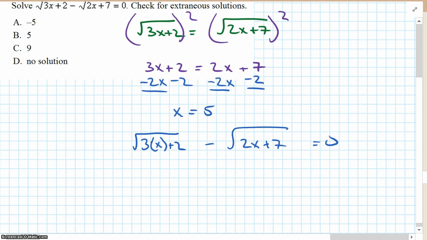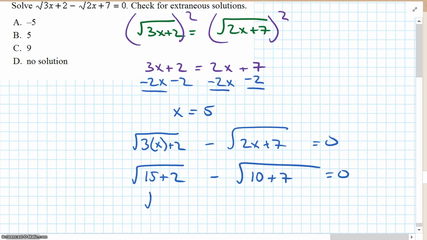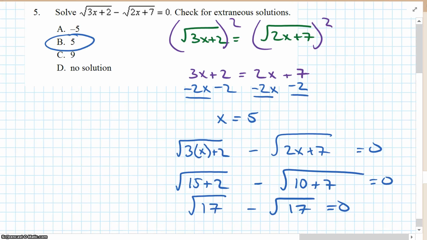So 3 times 5 is 15 plus 2. 2 times 5 is 10 plus 7 equals 0. So the square root of 17 minus the square root of 17 does equal 0. So my answer is x equals 5.